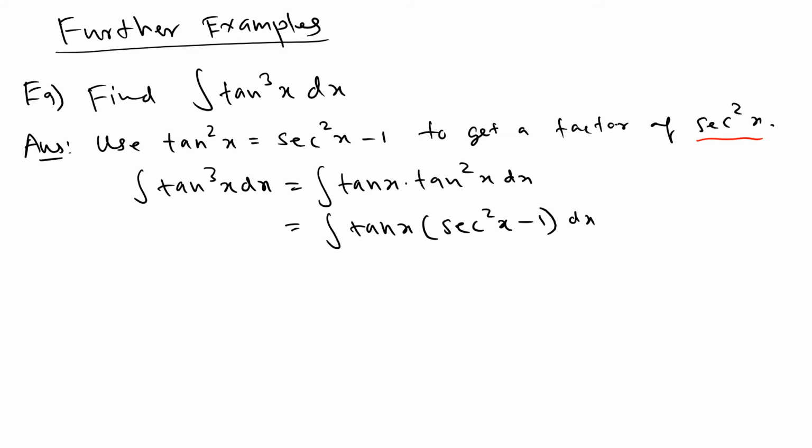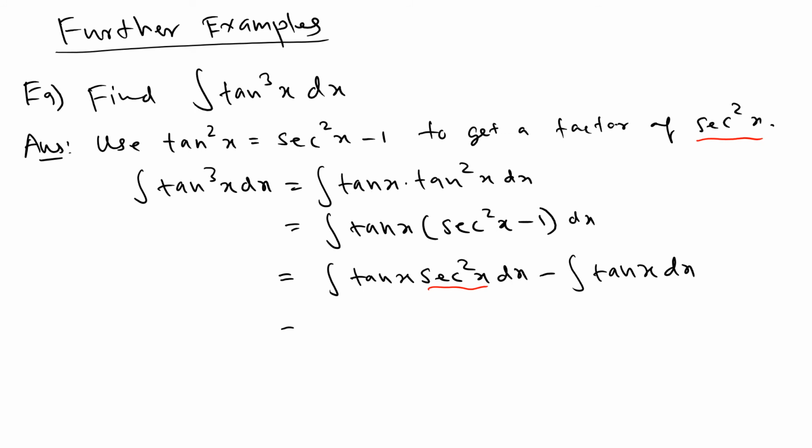Now we're going to distribute. Once you distribute, you can write this in two parts. The first one is tan x secant squared x dx. This is just a substitution problem because secant squared is the derivative of tangent. So just by the formula, you know the answer for this one. And the next one is negative tan x dx. Now we know the answer for that: the integral of tan is natural log of secant. So that means we can write the answer now.